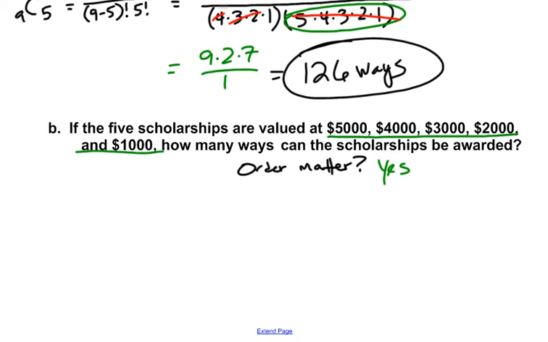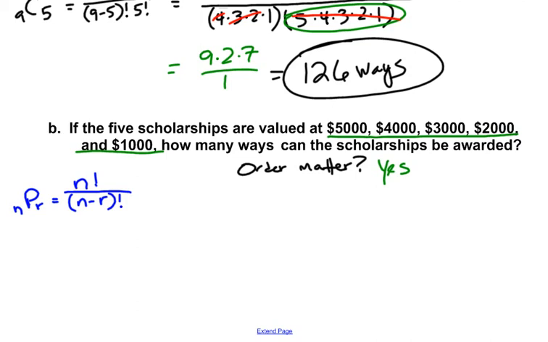So if you're picked first, you would get a $5,000 scholarship. If you're picked second, you'd get a $4,000, and so on. So the order that you're picked in is very important as to the amount of money that you'll receive. So we're going to use the permutation rule. And the permutation rule, once again, is this: n factorial divided by n minus r factorial. And there's nothing else down there on the bottom.